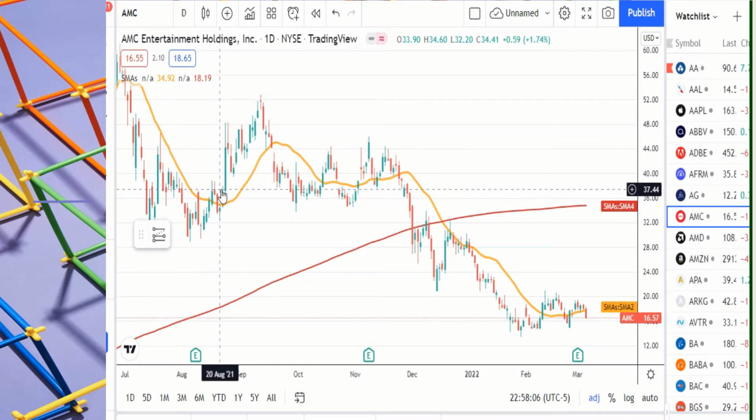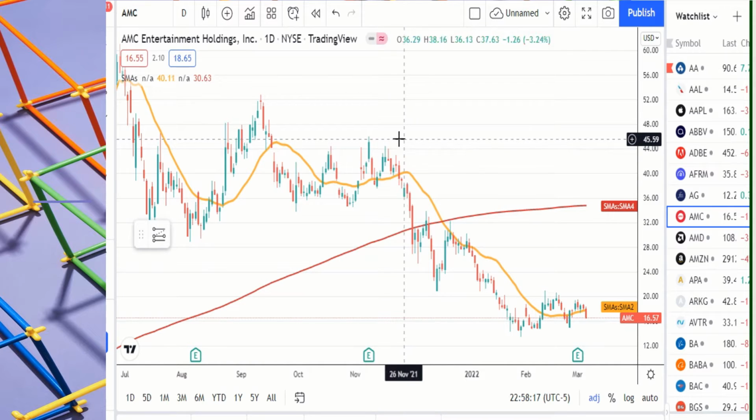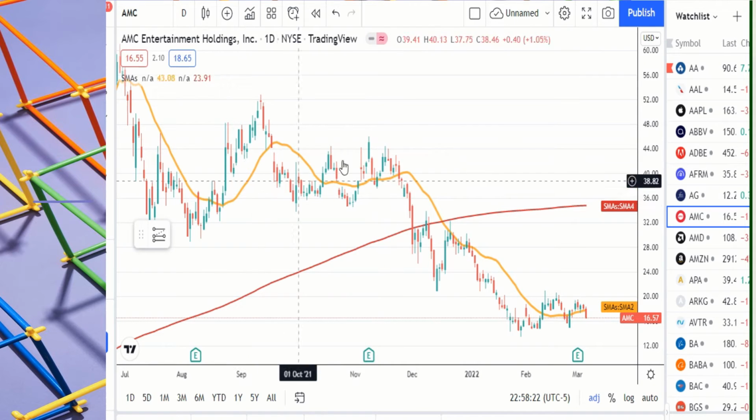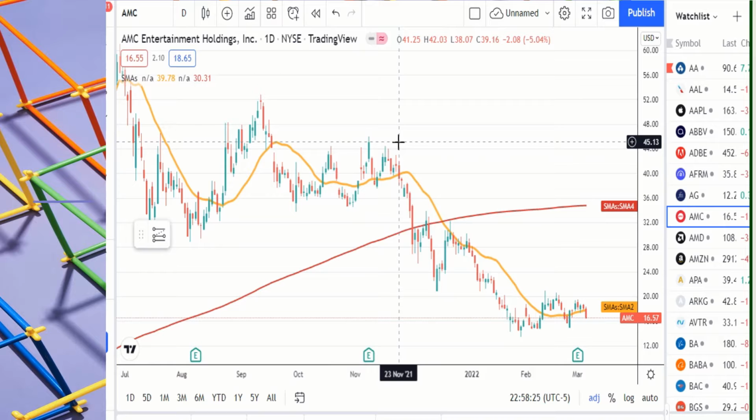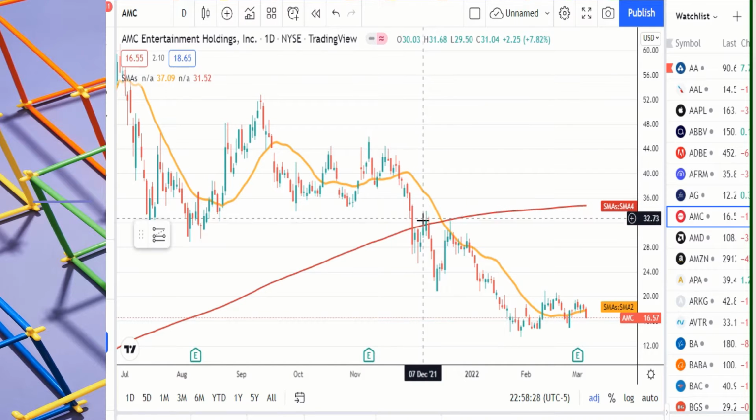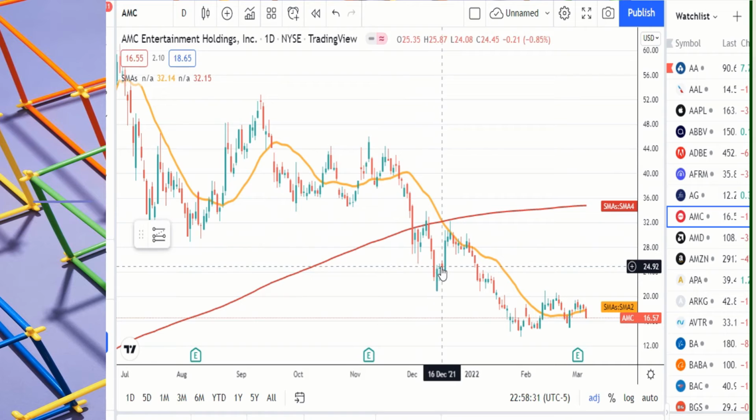So over here we've got the AMC stock, and what we're looking at is the trend. Well, not right now, but we're going to go all the way back to November 23rd, 2021, and we see that the stock is going in a downtrend. Okay, and we don't only have to trade in a downtrend. Let's say we get down here, and it's December the 13th.